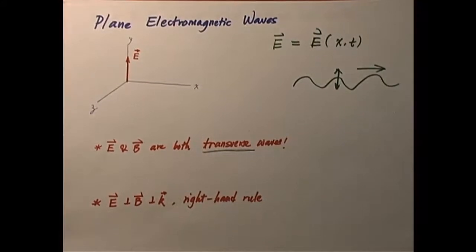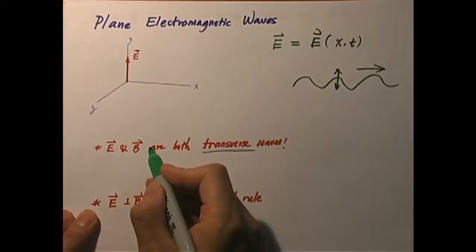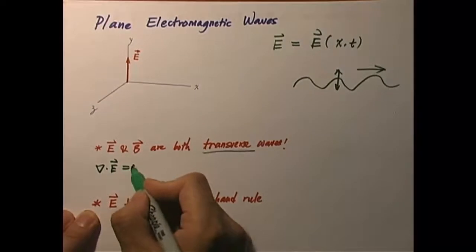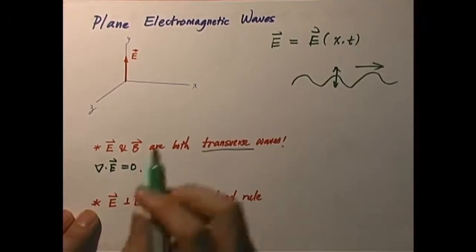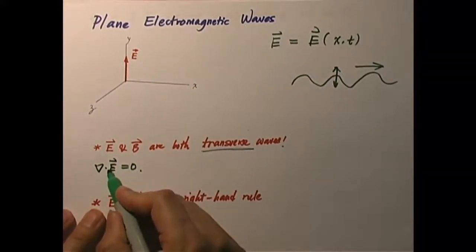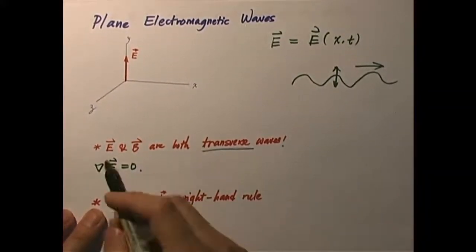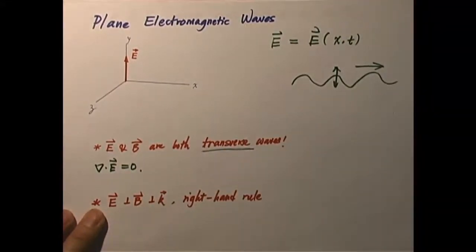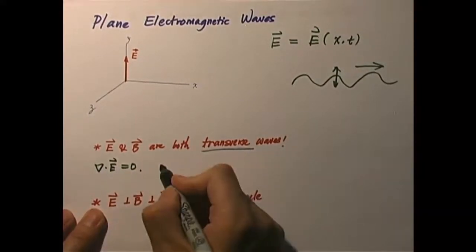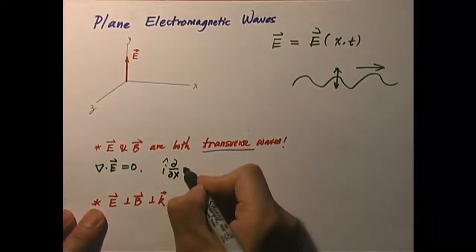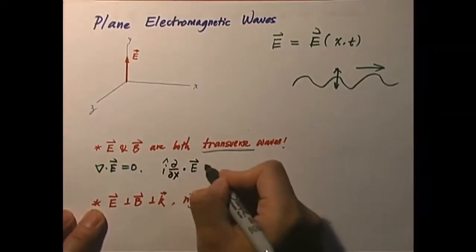Well, we're going to begin with the fact that the E and B are both transverse waves, which means gradient dot E is what? Is 0. Okay, now let me expand this. Gradient dot E equals 0, and since E does not depend on y, z, when I take the gradient operation, I only have to keep the first term, I partial x, that's it, dot E equals 0.